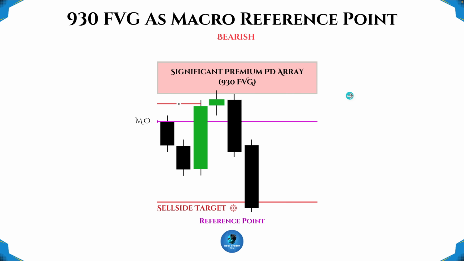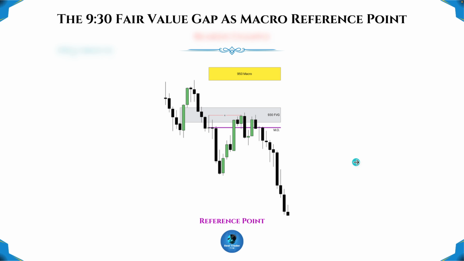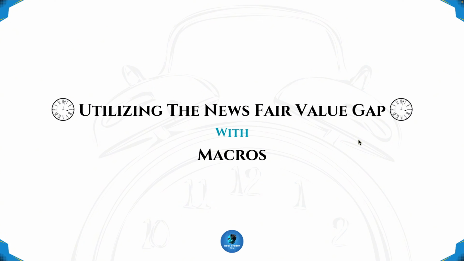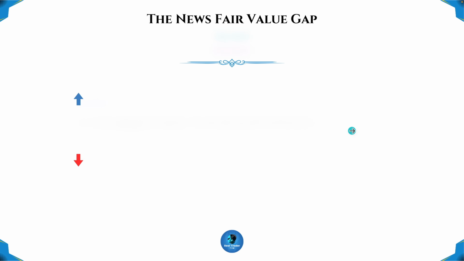For a bearish example, we're looking for the same thing, just flipped around. We want to see price go above macro opening price, refer to that 930 fair value gap, and then expand to a sell side target. So if we look at an example of this in the charts, we see again the 950 macro, NASDAQ's 1 minute time frame, and we see macro opening price. Price is coming back above that to run a swing high and refer to the 930 fair value gap before expanding lower.